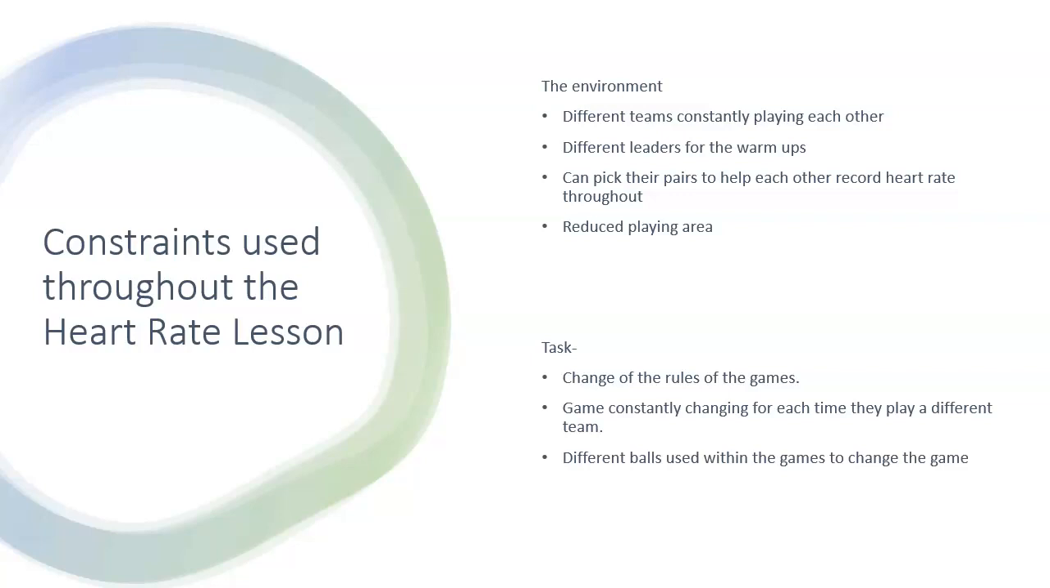The last task constraint is that all the balls that were used in each game were different. So for netball, a tennis ball is used. In handball, there was a rugby ball used. And in basketball, there was a handball used. This changes how the players will be able to attack and defend, as the game is not normal.